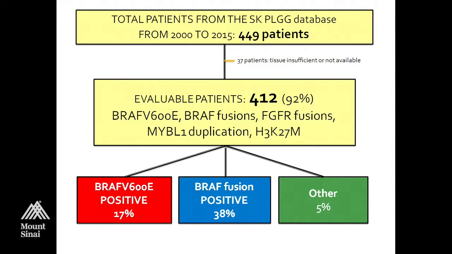So we looked at our series of patients at SickKids from 2000 to 2015 and identified about 450 patients with low-grade glioma. 37 of those we had to exclude because they didn't have enough tissue available. So in the end, we were able to evaluate 412, which represented 92%. We looked at BRAF V600E, all of the BRAF fusions, the FGFR fusions, the MYBL1 duplications, as well as the histone mutations. And when we look at our series, we see that overall 38% of our low-grade gliomas are BRAF fusion positive, and 17% of our tumors show V600E.